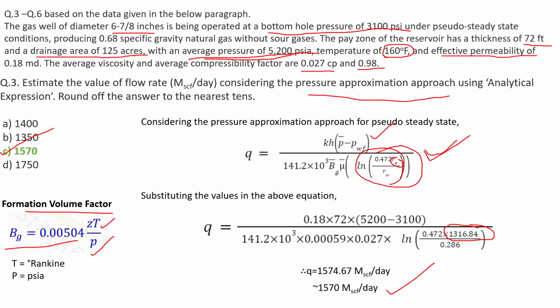Okay. Any doubts in this one? Ma'am, that 6 7 by 8 inches, is that 6 or 7 by 8 inches? It's like a mixed fraction, 6 and 7 by 8. So it will be 8 into 6 plus 7, divided by 8. It will be 55 by 8. It's like that.